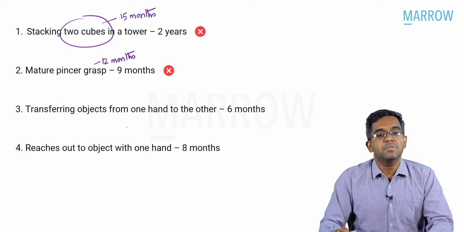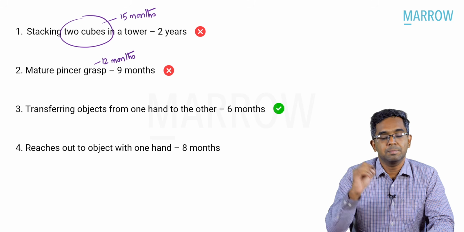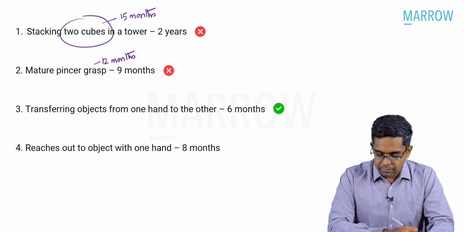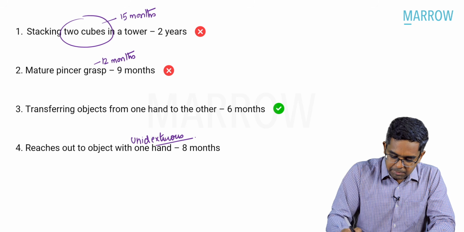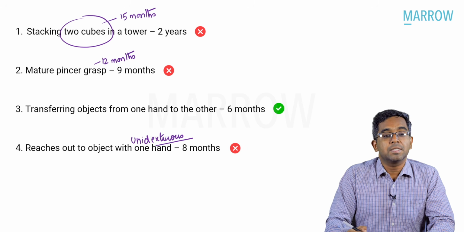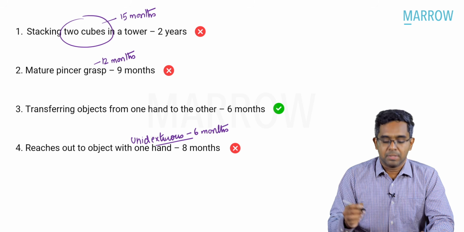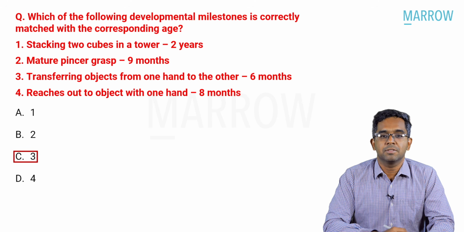Third one, transferring the object from one hand to another hand, that is definitely attained by the age of 6 months, and that is a correct statement. Then reaches out to the objects with a single hand, that is unidextrous grasping. Is it attained at 8 months? Again, it is wrong, because it is attained by the age of 6 months only. So out of the 4 statements given in the question, only the third statement is correct. So obviously option C will be the answer for this particular question.